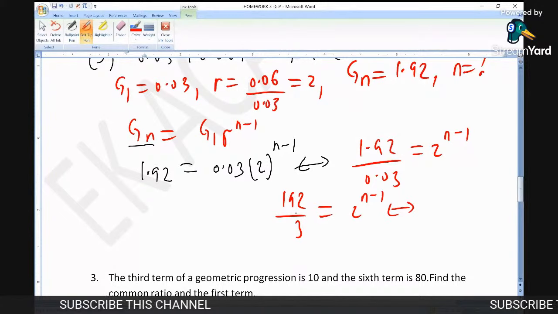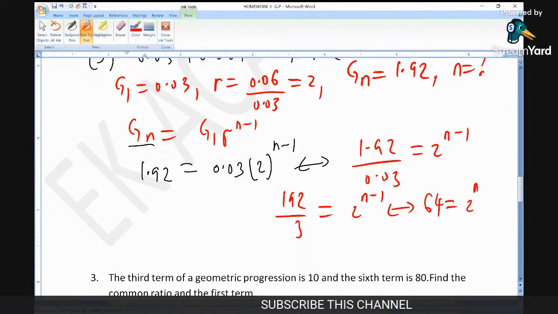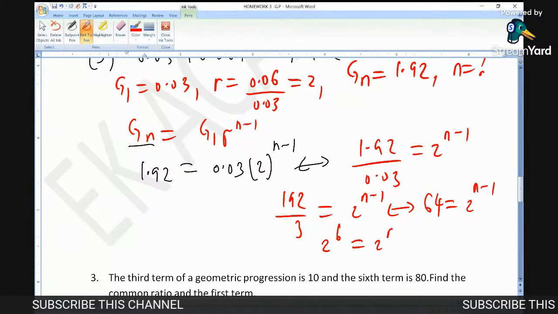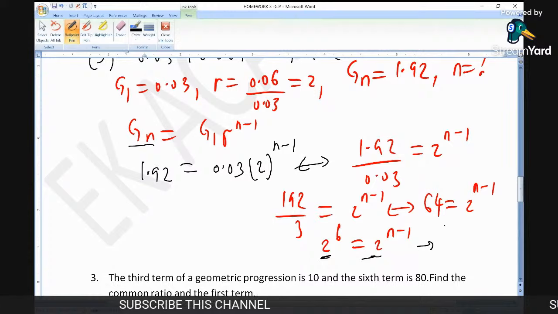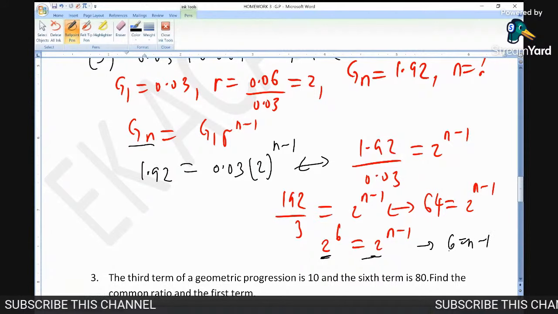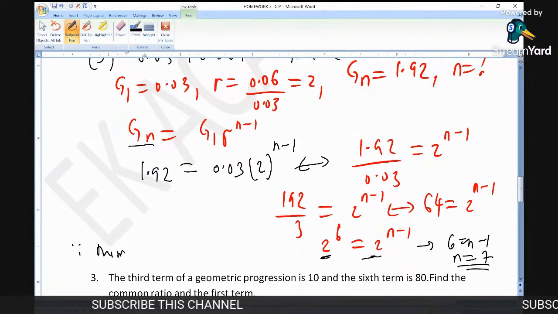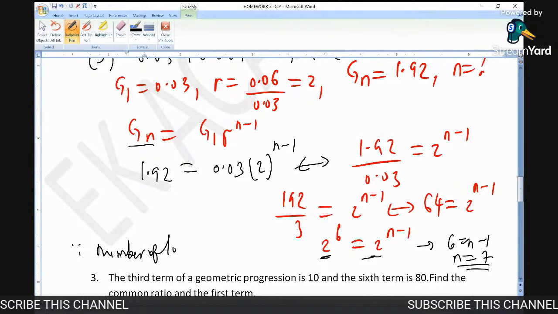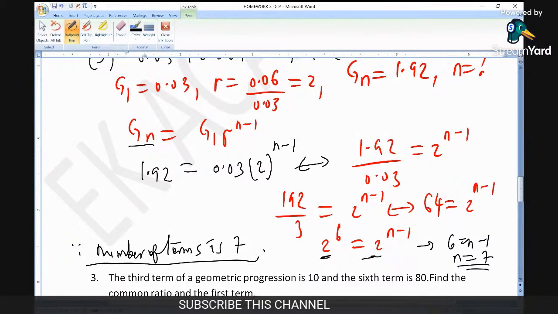You divide by 3, it will be 64 equals 2 exponent n minus 1. 64 is 2 power 6, so 2 power 6 equals 2 power n minus 1. We see that now the bases are the same, so we can compare exponents, meaning that 6 equals n minus 1, n equals 7. So for B, therefore, the number of terms is 7. That is for part B.